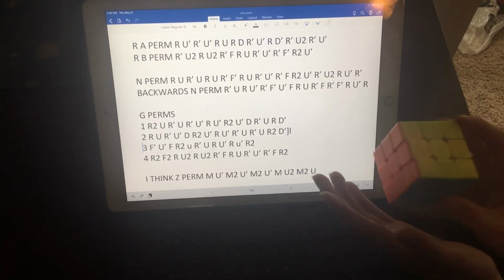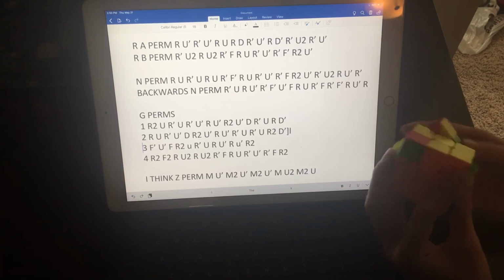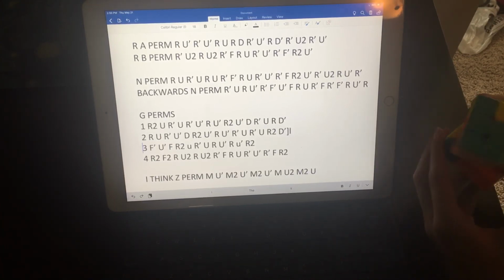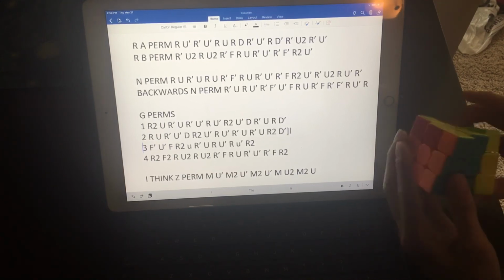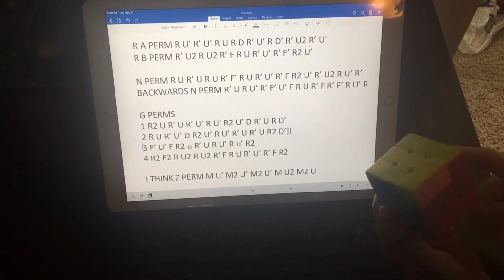Sometimes I mess this up, but not all the time. R prime, U, R, U prime, R prime, F, U prime, F, R, U, R prime, F, R prime down. So I made one little mistake there, but these will be on the left instead. So that's how you see this.